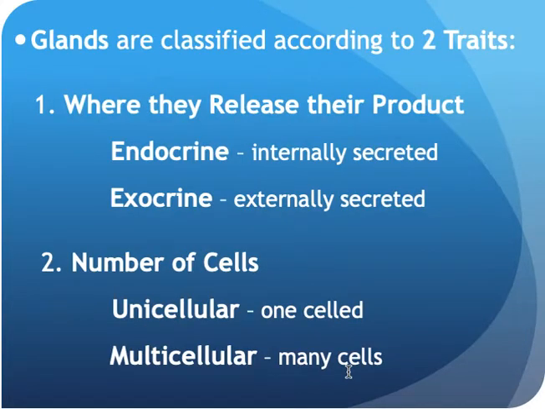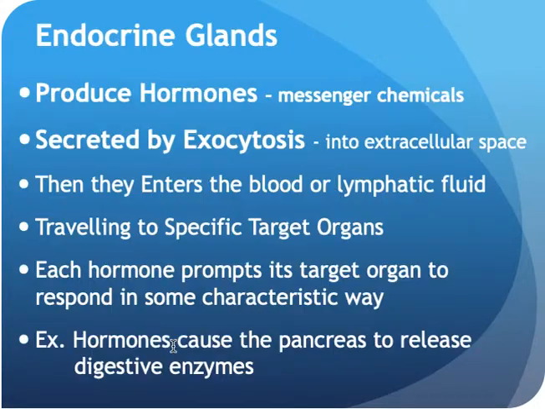So glands are classified according to 2 traits. Again, we get some good multiple choice questions here and some good definitions. They're classified based on where they release their product. So we have endocrine glands and exocrine glands. Endocrine glands secrete internally. Exocrine glands secrete externally. Pretty simple. And then they're also classified by the number of cells. So we have unicellular ones and multicellular ones. One cell versus many cells.